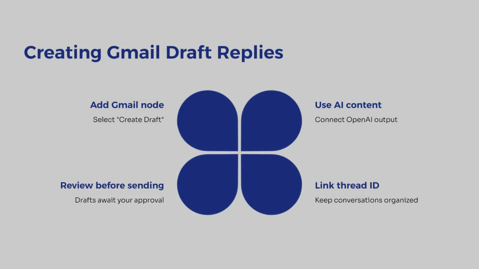Now add another Gmail node to create a draft reply. Use the content generated by OpenAI as the draft message. Include the email's thread ID and subject to keep things tidy. This draft will appear in your Gmail, ready for review and sending. It's a safe and effective way to use AI without worrying about errors going out automatically.